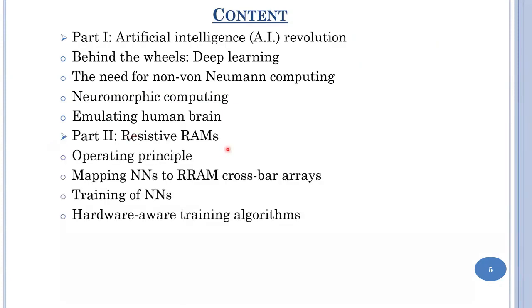And in the last part of this talk, I will be discussing resistive RAMs, their operating principle, and how we map these neural networks onto this RRAM crossbar array or onto these memory arrays. And I would also talk about the training of neural networks and several hardware-aware training algorithms with which you can train your neural networks directly on the hardware. So with this, I would conclude.